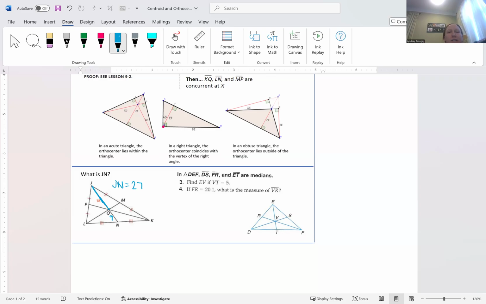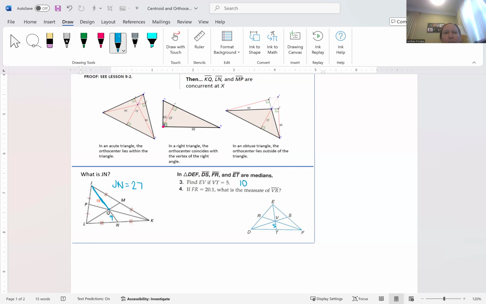Okay, the one on the side, it also tells us that we are dealing with medians. So it says find EV if BT equals 5. So right here we have 5. That is the smaller piece. We can decide smaller or larger. Okay, so this is the smaller piece of it, which means EV is going to be double that. So EV is 10.